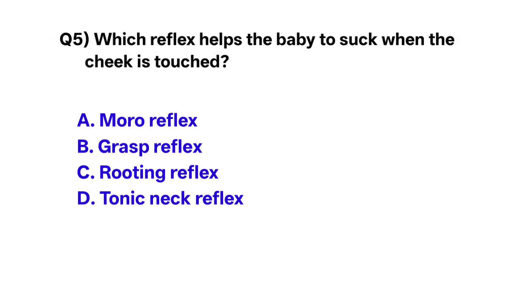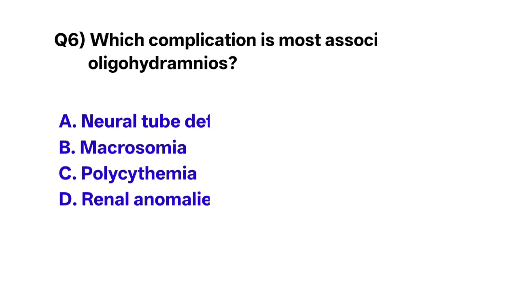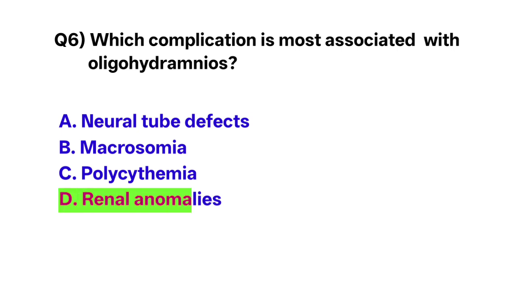Question number 5. Which reflex helps the baby to suck when the cheek is touched? The correct option is C. Rooting reflex. Question number 6. Which complication is most associated with oligohydramnios? The correct option is D. Renal anomalies.